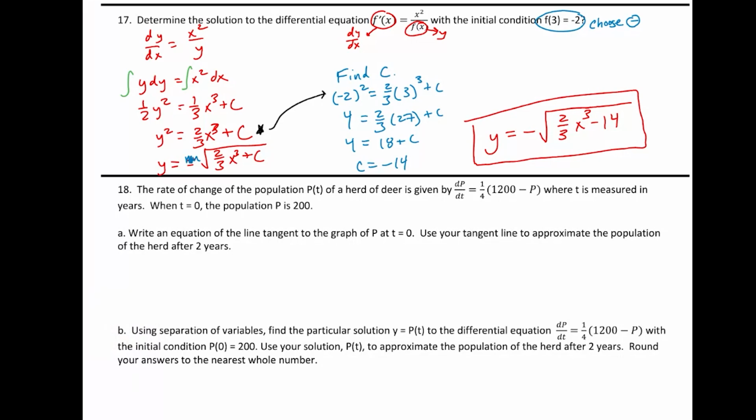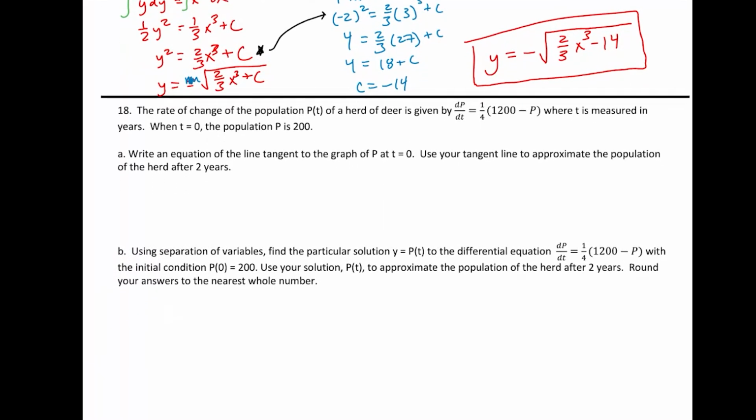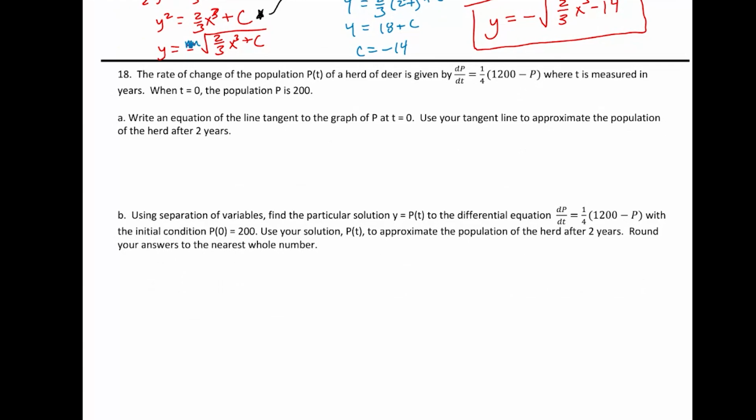Okay, we've just got one last question, number 18. It says the rate of change of the population of a herd of deer is given by this differential equation where t is measured in years. When t equals 0, the population is 200. So we've got this initial point, 0, 200.